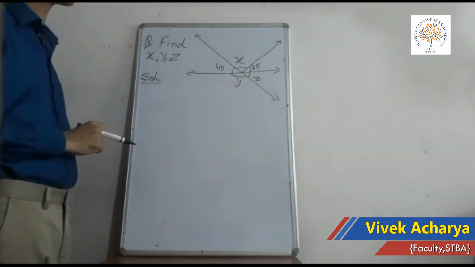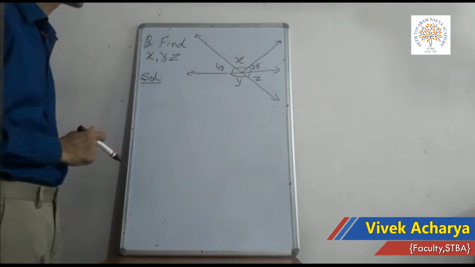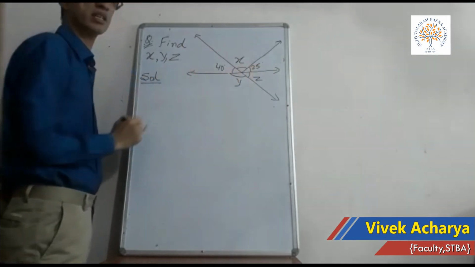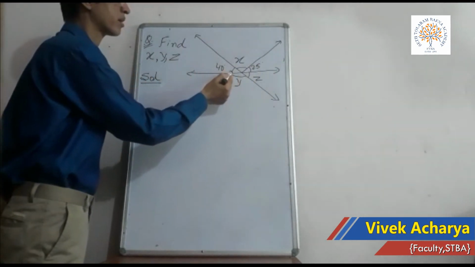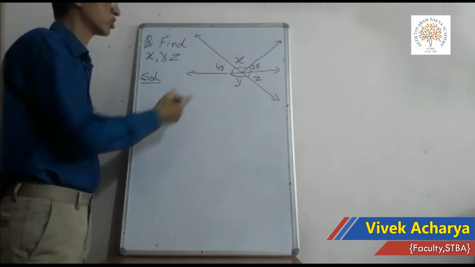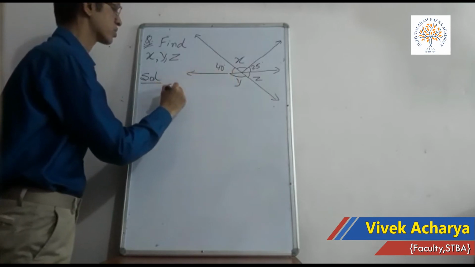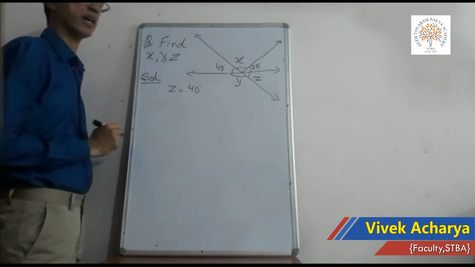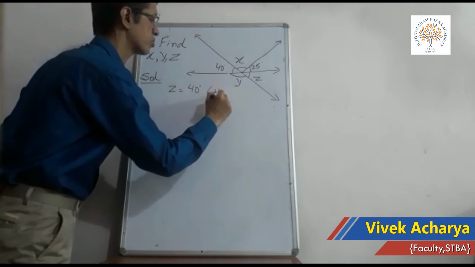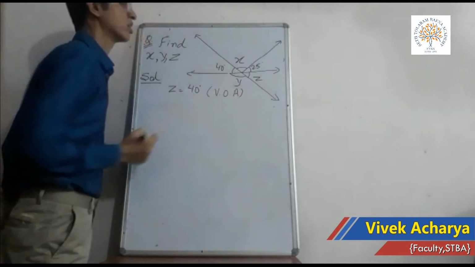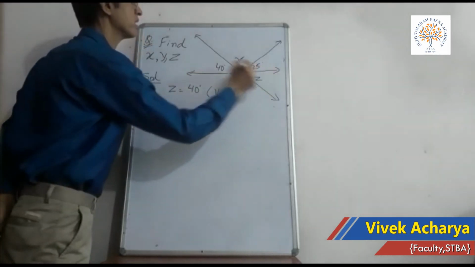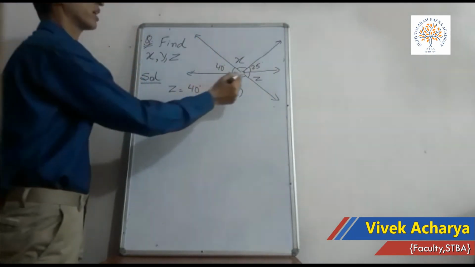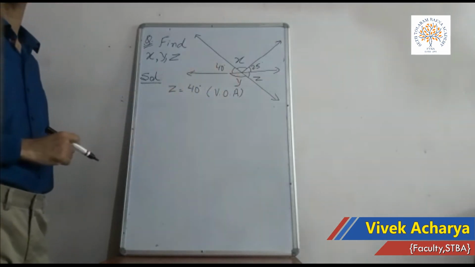Children, if you look at this, the two lines are intersecting each other, so the vertically opposite angles are equal. So you will say that angle z is equal to 40 degrees, and the reason is vertically opposite angles. Look at this carefully: this line and the second line are intersecting each other, so the vertically opposite angles z and 40 are equal. Now we will find x first.